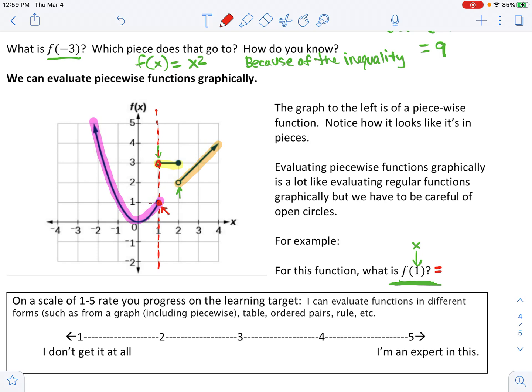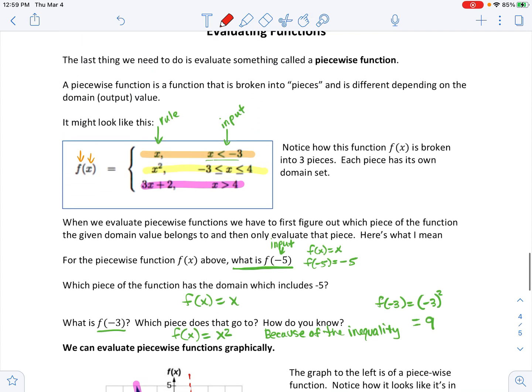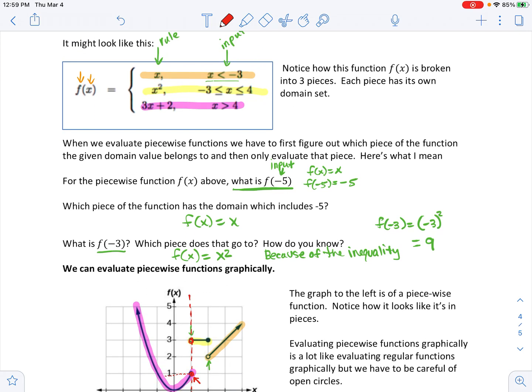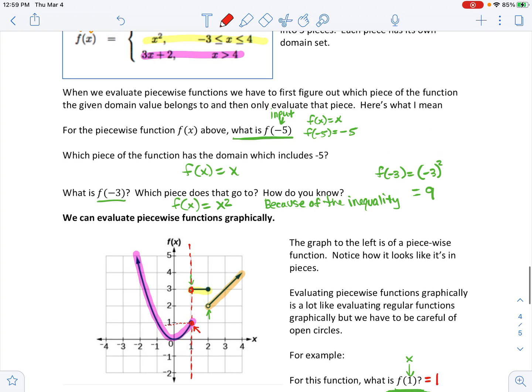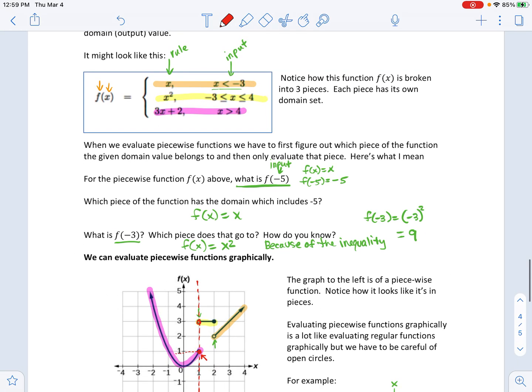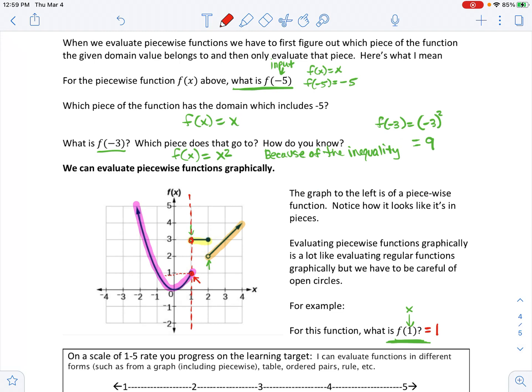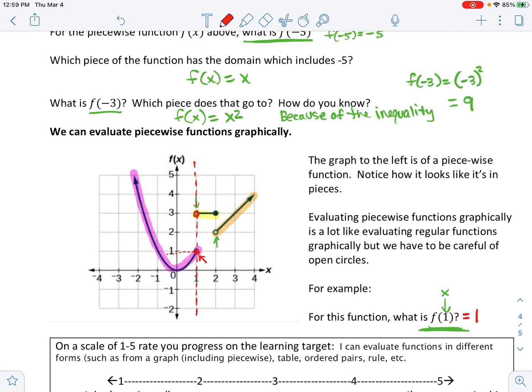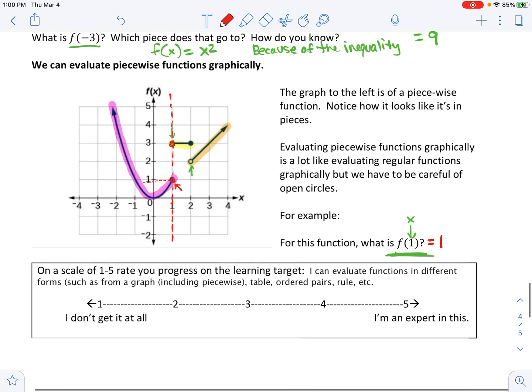And so when x is equal to 1, what is the output? Well, the output is equal to 1 as well. So f of 1 is equal to 1. This is how you evaluate piecewise functions. Whether it's written algebraically or it's shown graphically, you need to first figure out which piece of the function the input value belongs to, and then you evaluate just that piece. Or if it's written graphically, you need to remember that any open circles on a piecewise function are points that do not exist. Closed circles do exist.